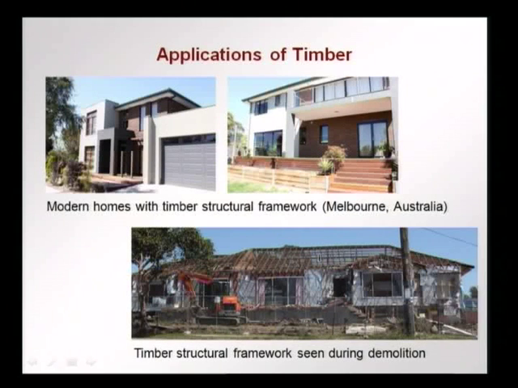So not only do we have older houses or rural houses made out of wood, you can also have modern homes with timber structural framework. These are pictures from Melbourne, Australia, where you have homes which do not look as if they are made out of timber, because the structural framework is hidden, and then there could be cladding which could be something like brickwork or plaster, stucco and so on.